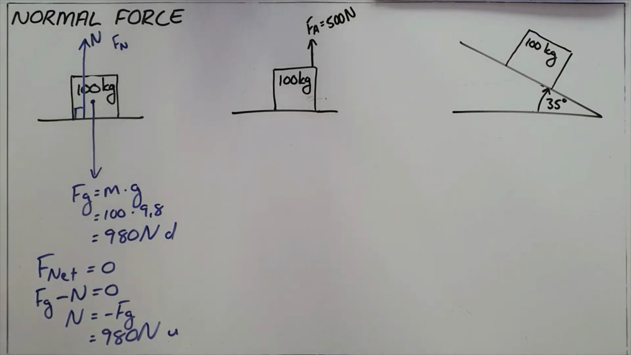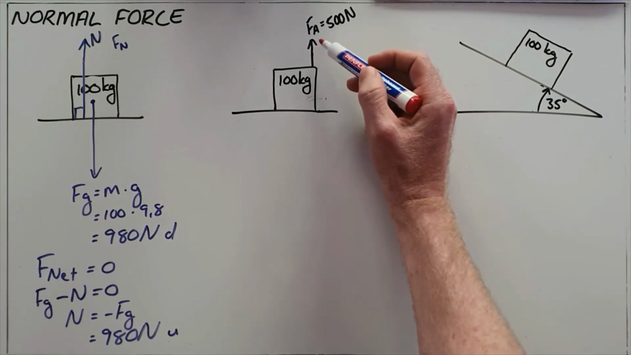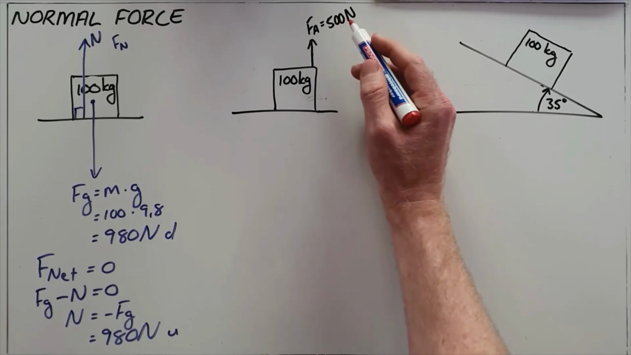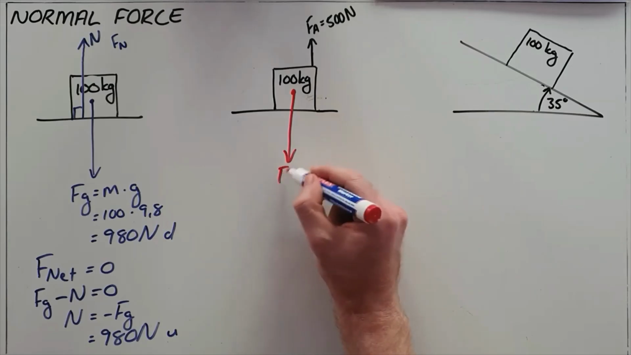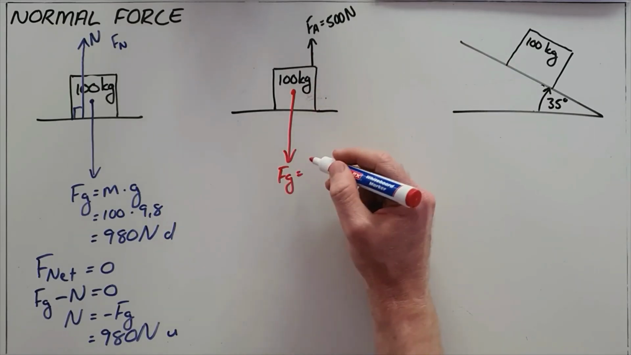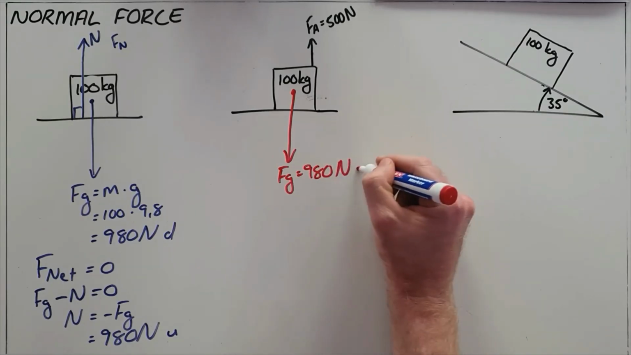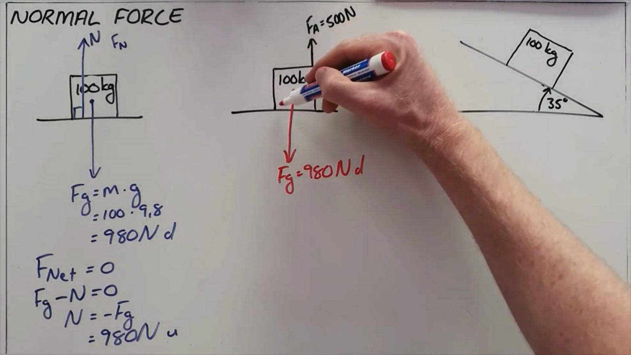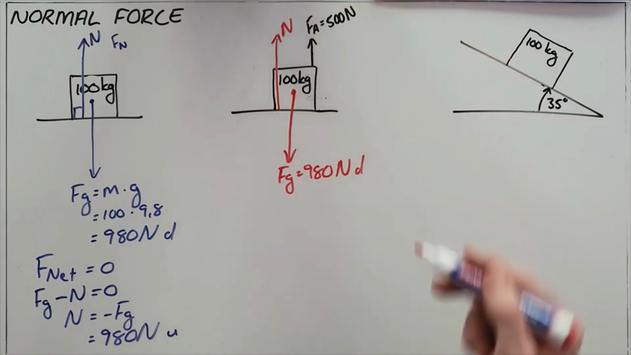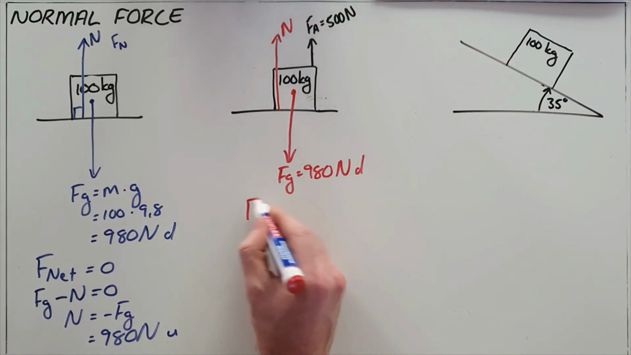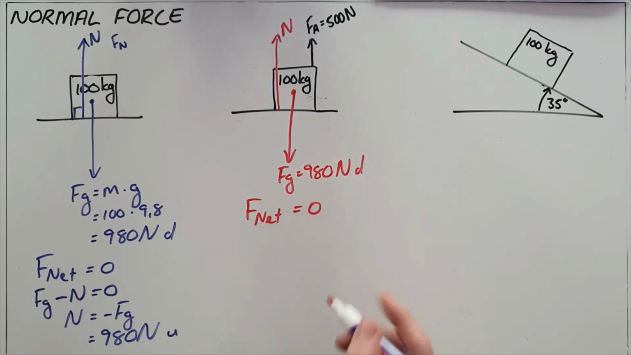The second example is one where we have the same object that now also has an applied force of 500 newtons attempting to lift the object upward. So now we know once again the gravitational force on this object does not change. It is also a 100 kilogram object, which means the gravitational force is also 980 newtons downward. The difference now is that there are 2 forces that are acting upward, those being the normal force and the applied force. So again, by Newton's first law, since this object is not moving, we can say that the net force acting on that object is 0.